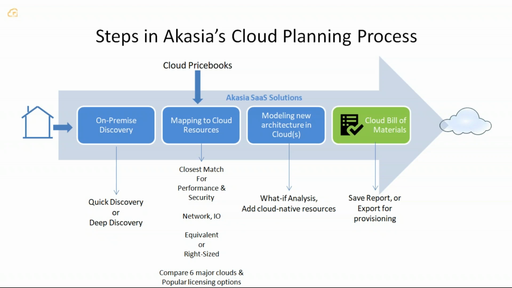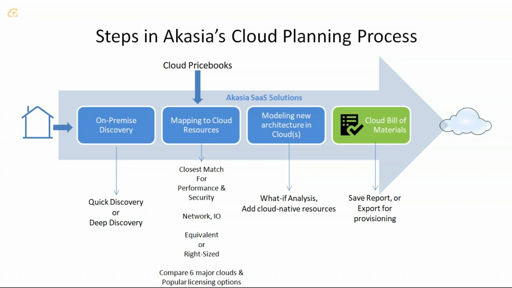Deep discovery takes a little longer. It can take days or weeks, depending on the depth of discovery you want to do. And deep discovery discovers additional details, such as application dependencies. Once we've discovered the environment and ingested it, we map it to the cloud resources. This is done in our architecture that also pulls the latest cloud price books, all of the line items and all of the latest prices, into our mapping algorithm. And our mapping takes into account the closest match for what we've discovered on-prem in terms of cost, performance, and security.